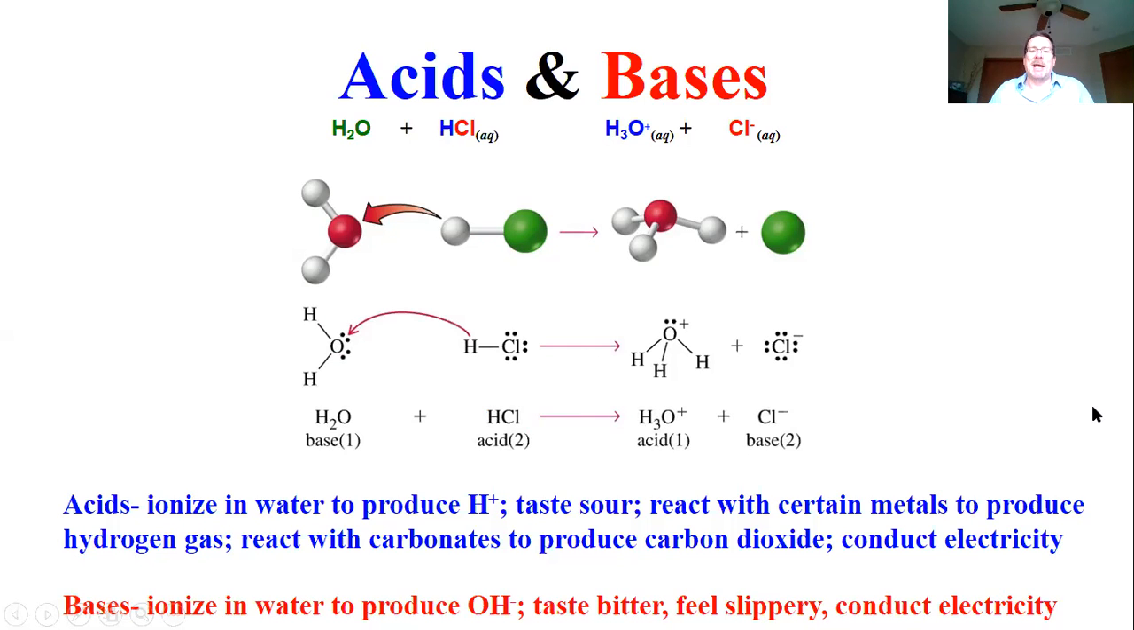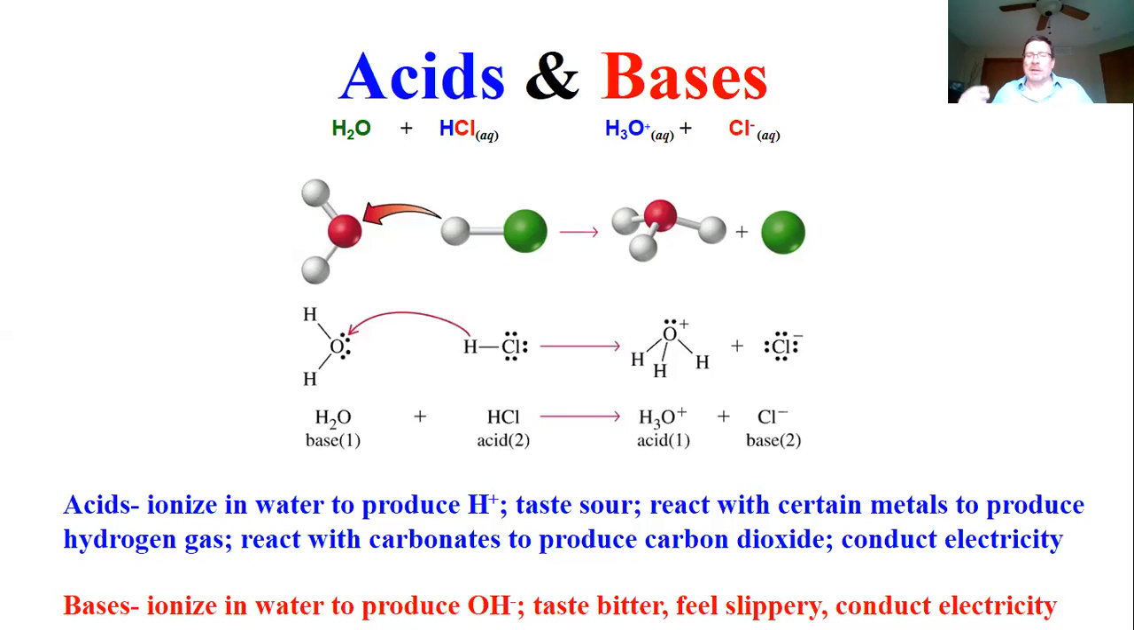Some properties: acids ionize in water to produce hydrogen ions. They taste sour. They react with certain metals to kick out gas, as we saw in the gas labs. They react with carbonates to make carbon dioxide. They conduct electricity. Bases, on the other hand, when they ionize in water, produce hydroxide ions.